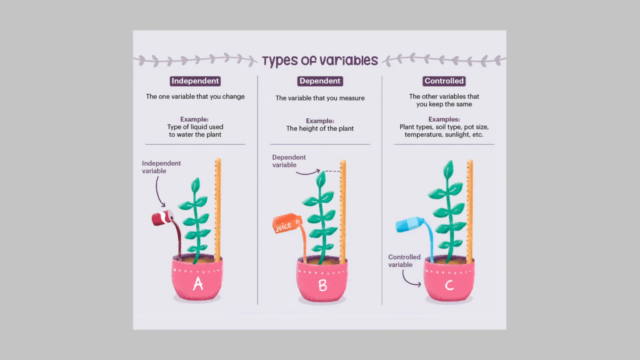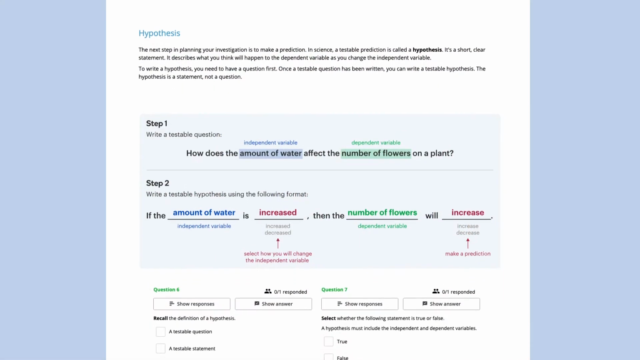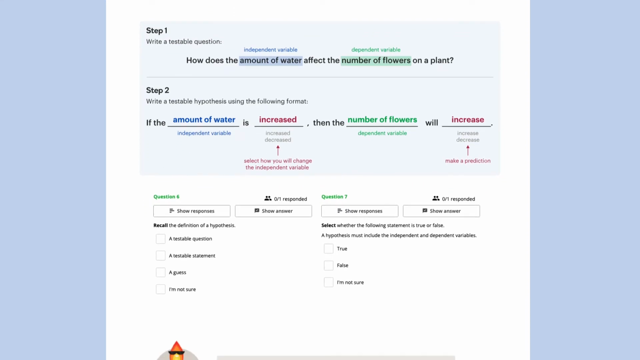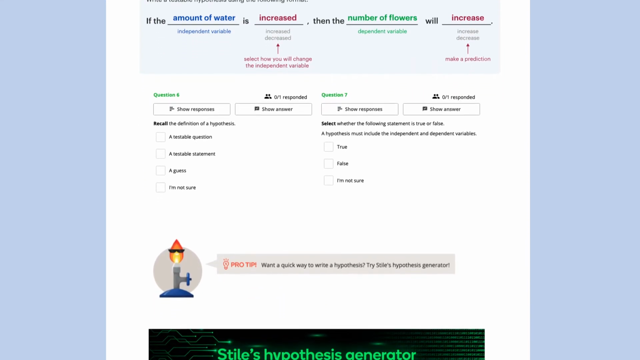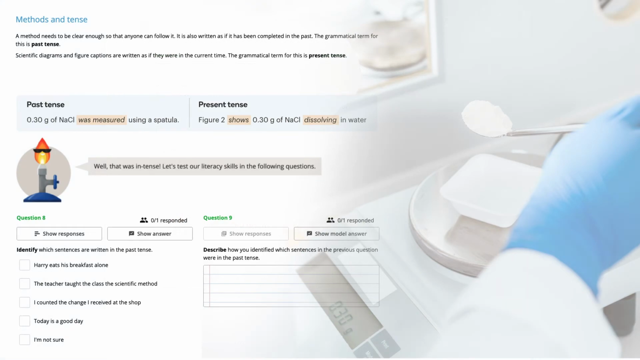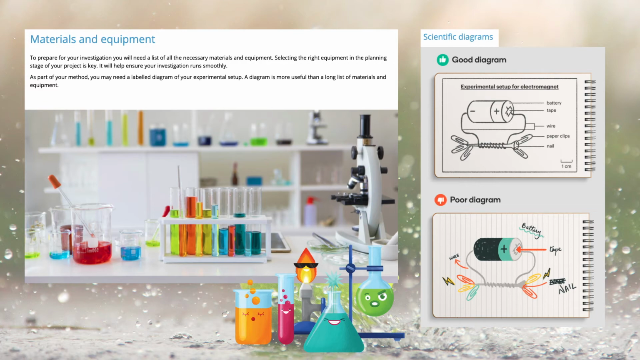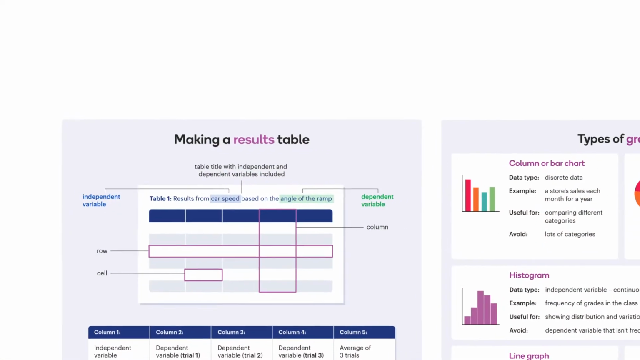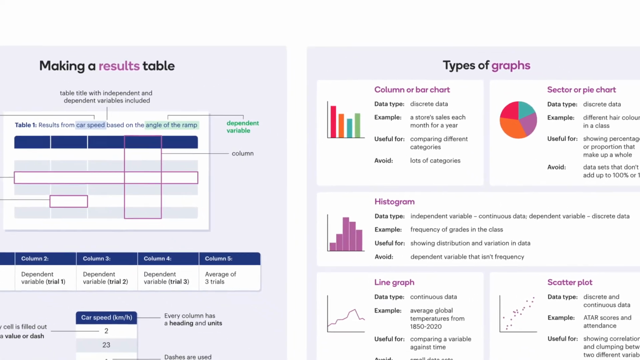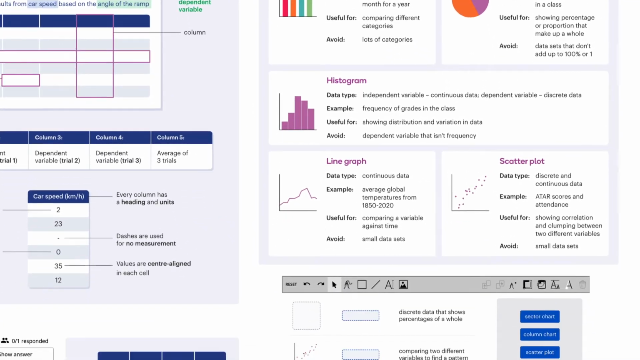This sets students up for success in the next lesson, where they work on the critically important scientific skill of making a hypothesis. Literacy skills are strengthened as students learn to write their method in the past tense and communicate their experimental setup through accurate scientific diagrams. They then work through the process of building a results table and selecting the most appropriate graph for their data.